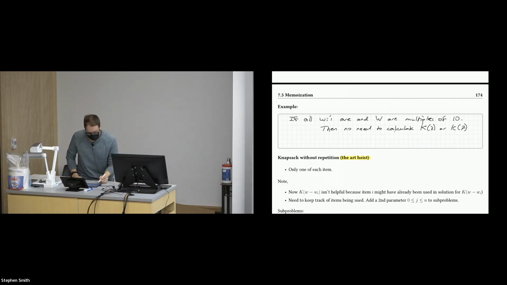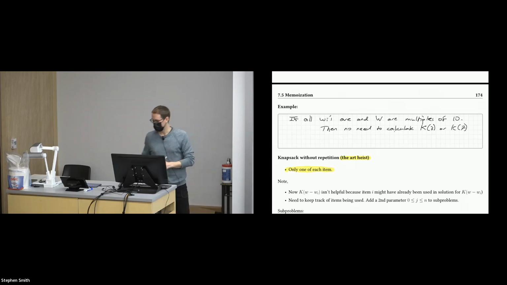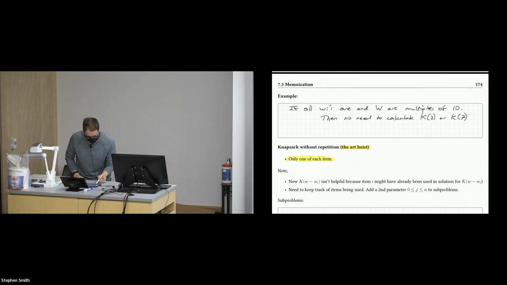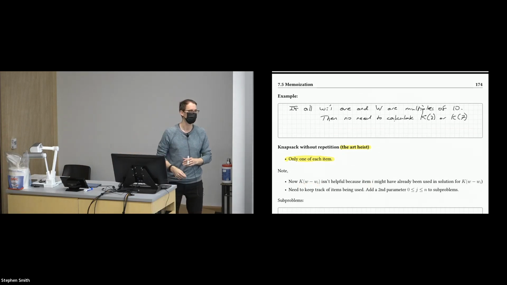So now, why is this different? Why am I distinguishing between with repetition and without repetition? The main reason is that now I have to keep track of what items are already being used in a partial solution, because that affects what I can add. Like this subproblem that I defined before, K of W minus W_i, isn't helpful because item i might already have been used in this solution here. I don't know, right? So somehow I have to keep track of what items are in the solution and what's the weight that I have available.